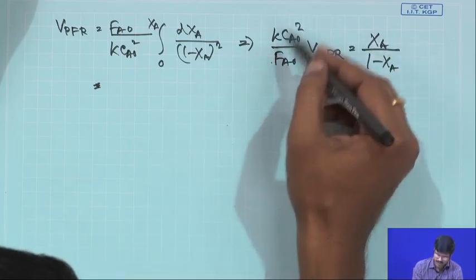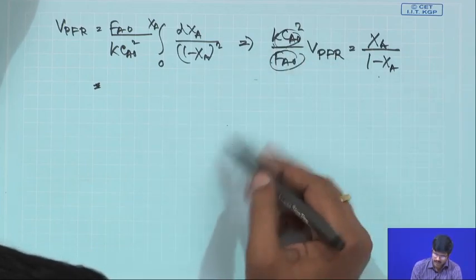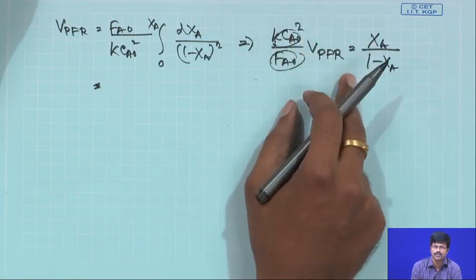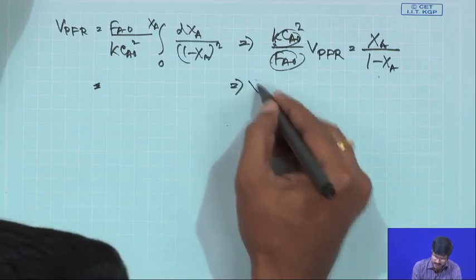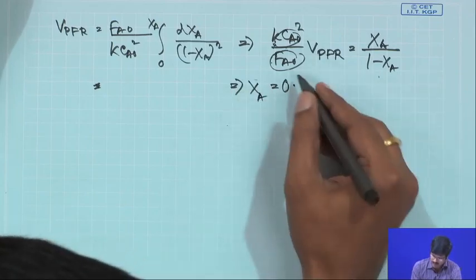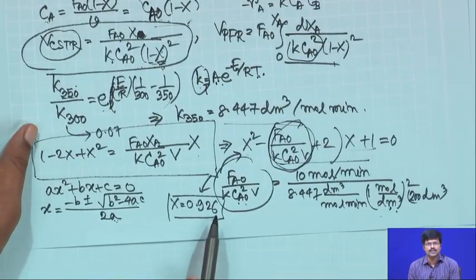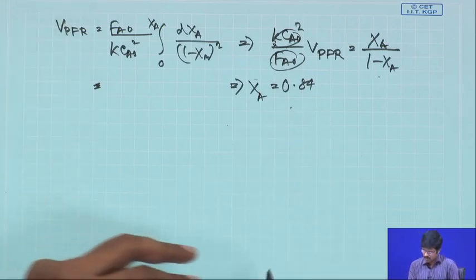If you put in all the values, you know the values of Ca, Fa, and k. Now, this value of k has to be the value of k at 300 Kelvin, because the PFR is operated at 300 Kelvin. If you put all these in, xa becomes 0.84. So, if you are using a CSTR, you will get a higher yield, around 93%, and if you are using a PFR, you will get a lower yield. So, that is the solution of the problem.